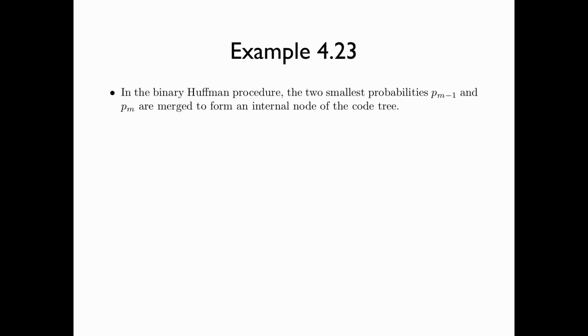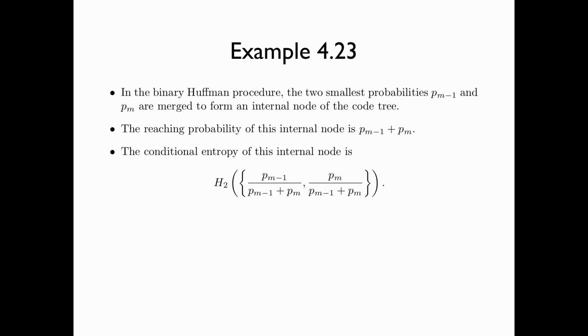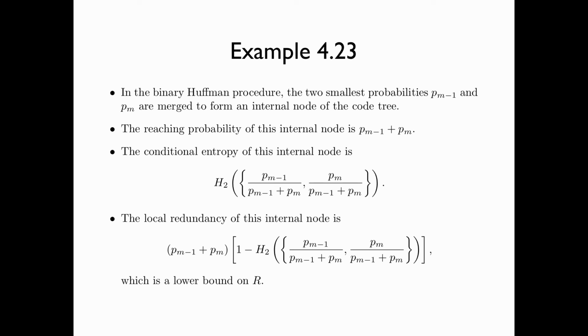In the binary Huffman procedure, the two smallest probabilities, P_{M-1} and P_M, are merged to form an internal node of the code tree. Evidently, the reaching probability of this internal node is P_{M-1} plus P_M, which is illustrated in the following figure. The conditional entropy of this internal node is the binary entropy of the conditional branching distribution of that node. Accordingly, the local redundancy of this internal node is equal to P_{M-1} plus P_M, that is the reaching probability of this internal node, times 1 minus the conditional entropy of this internal node.